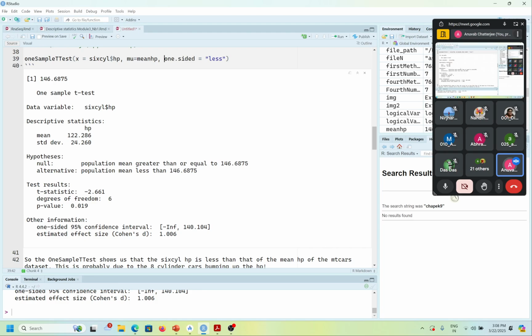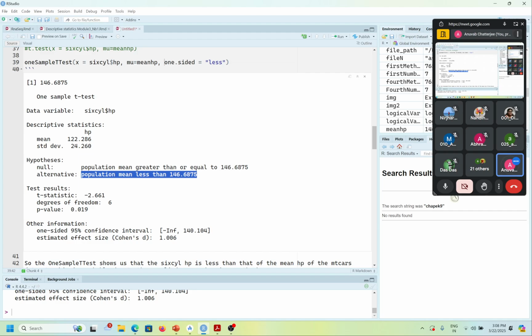If you run this, it will tell you that the mean of the six cylinder cars is less than that of the population mean. So our six cylinder cars are actually less powerful than the mean of all the cars that we are looking at. So here we have the one sample t-test.